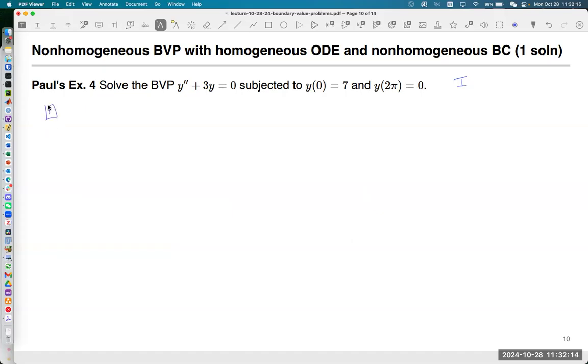So first step, to find the general solution, we have lambda squared plus 3 is equal to 0, because we have a plus a 0 y prime here. So lambda squared is -3, lambda is plus or minus square root of 3i. So the general solution would be y of x is equal to C1 sine of square root of 3x plus C2 cosine of square root of 3x.